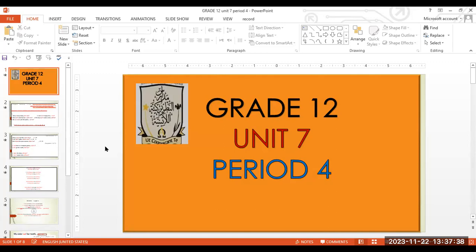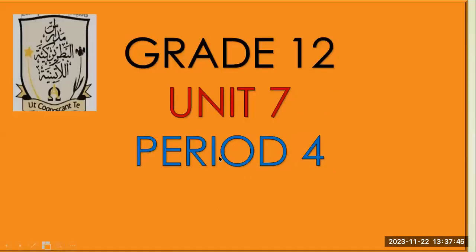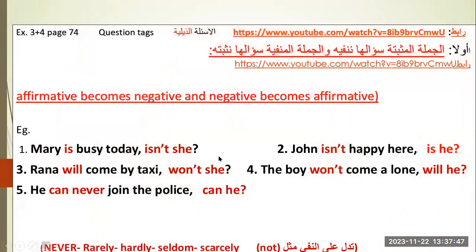Now, if you look at the first part, it's exercise 3 and 4 on page number 74. This is the first thing to do, slideshow. Period 4. Now, exercise 3 for page 74, question tags.